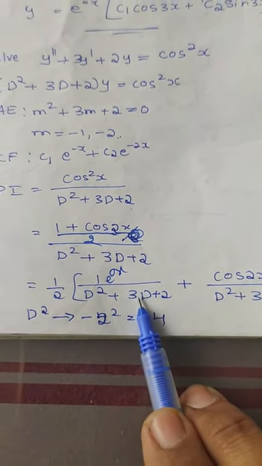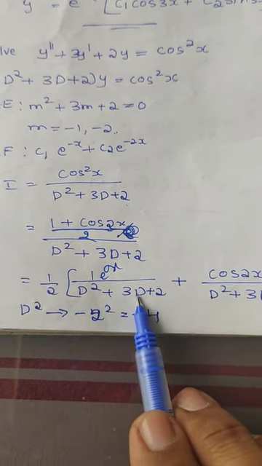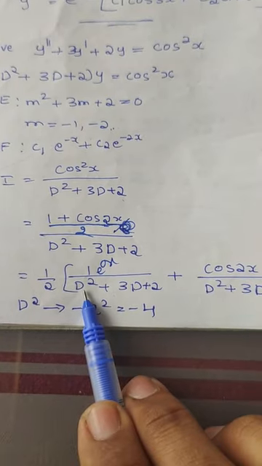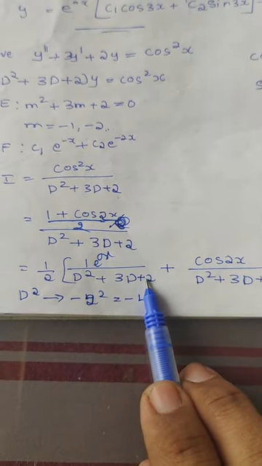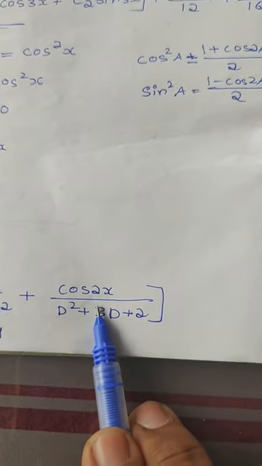In the previous class I explained how to find PI in case of exponential function. Replace d by 0. This term becomes 0, this term becomes 0. Then we get 1 by 2 only. PI of the first term is over. Now come to the second term. Second term is case 2, trigonometric function.